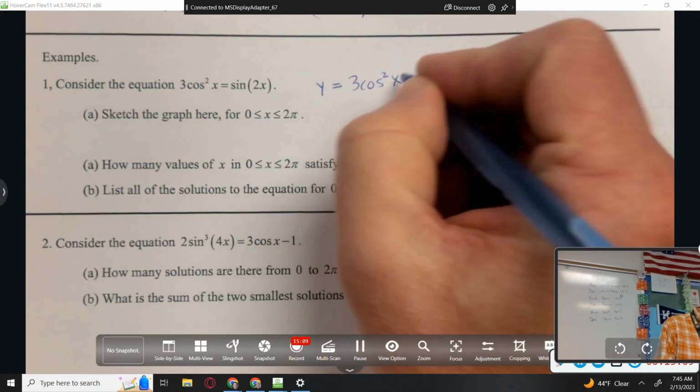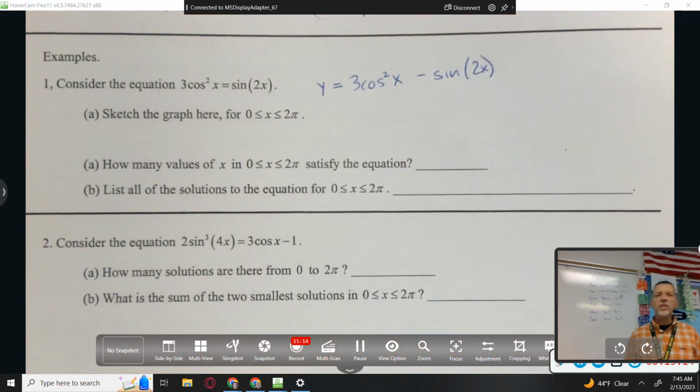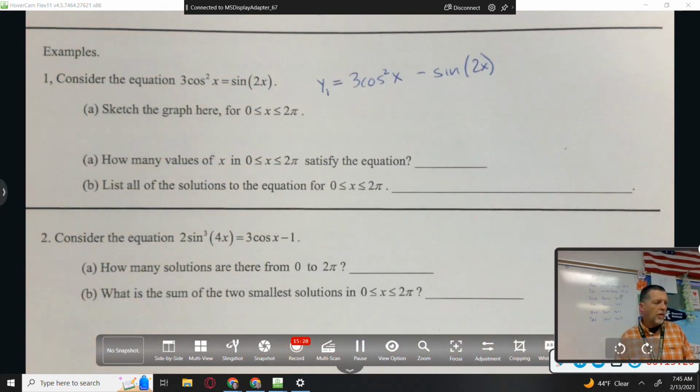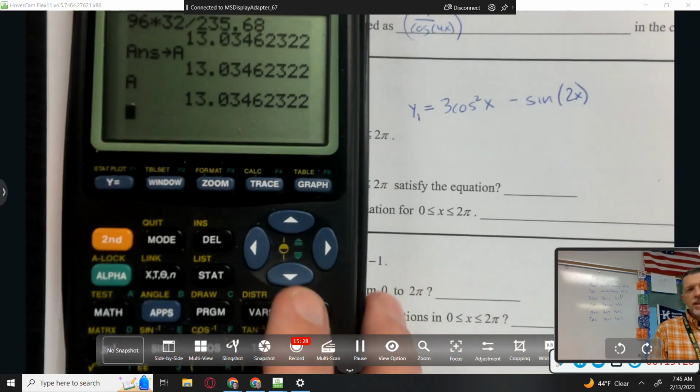Which side you move it over to doesn't really matter. So I'm going to move the sine of 2x over. And now I've got y1. So let's type that in and see what it looks like.